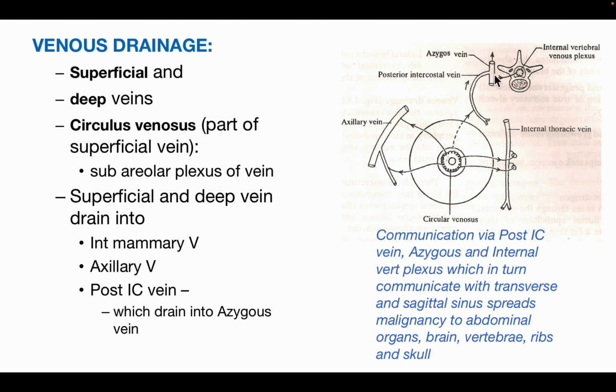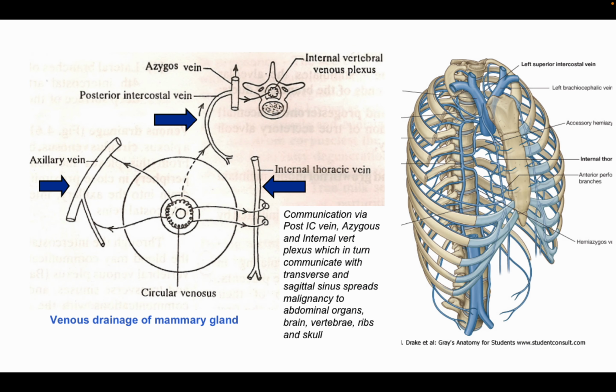Now from the azygous vein, the blood can pass to the internal vertebral venous plexus of Batson, and from here it can easily communicate to the brain. So can you see here the communication through the posterior intercostal vein into the azygous vein into the internal vertebral plexus of Batson, which in turn communicates with the transverse and sagittal sinus to the brain, and the malignancy can spread to the brain, to the abdominal area also, to the other organs, to the brain, vertebra, ribs and skull. It means the malignancy can spread to the entire body.